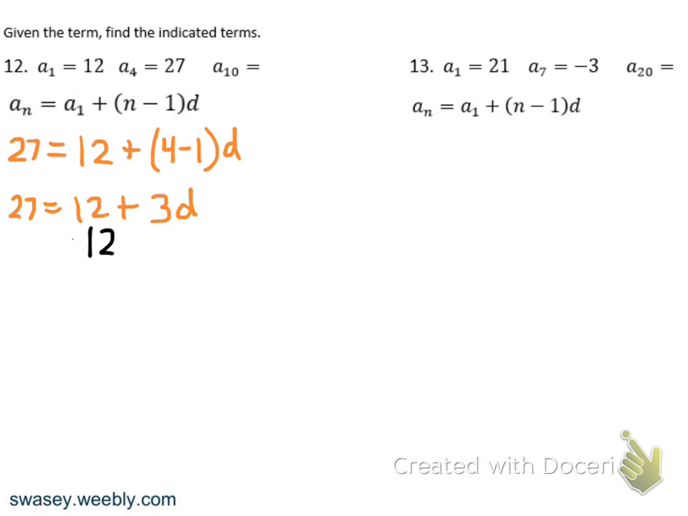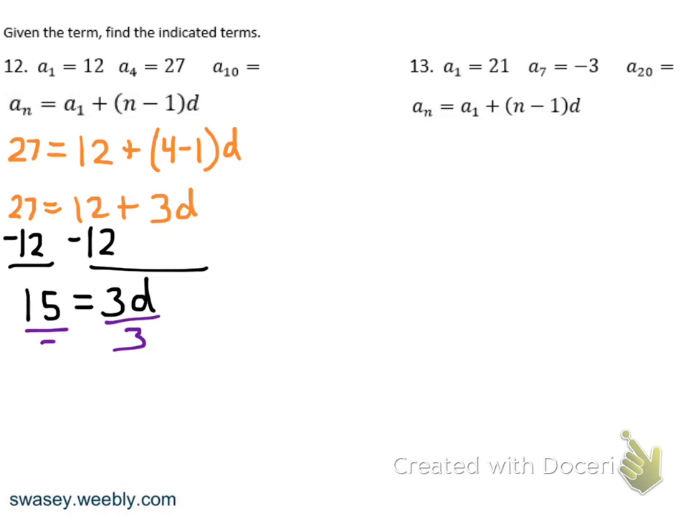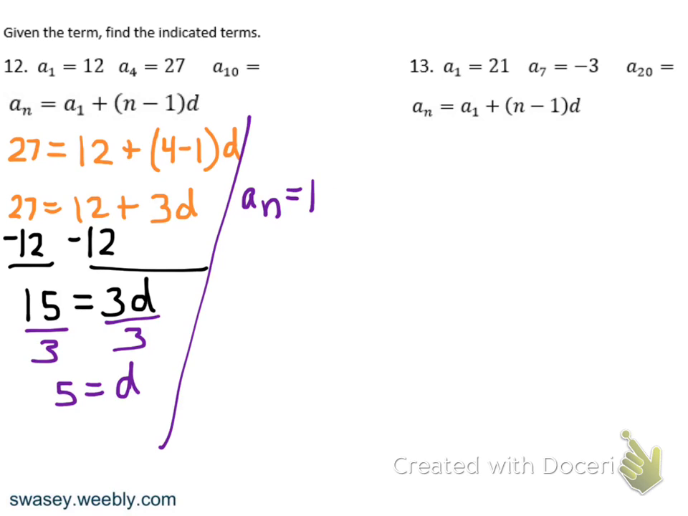So subtract 12 from each side. And so we have 15 equal to 3 times d. To get rid of multiplying by 3, divide by 3. And so our common difference is 5. So now we have enough to build the equation for the sequence. So we've got a sub n equals our first term, which is 12, plus n minus 1 times common difference, which is 5.